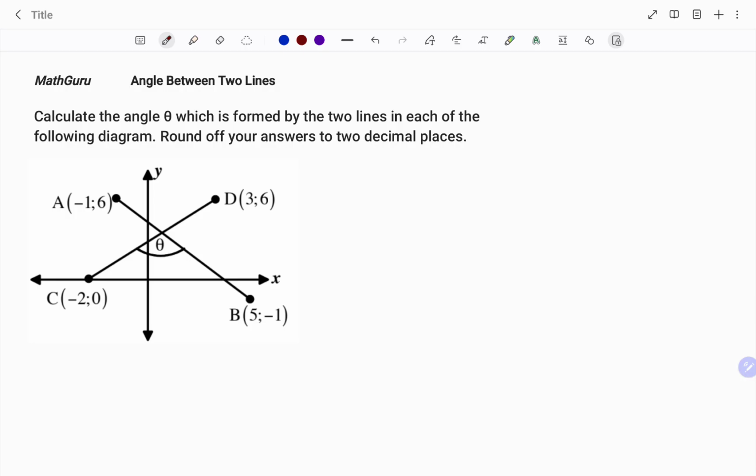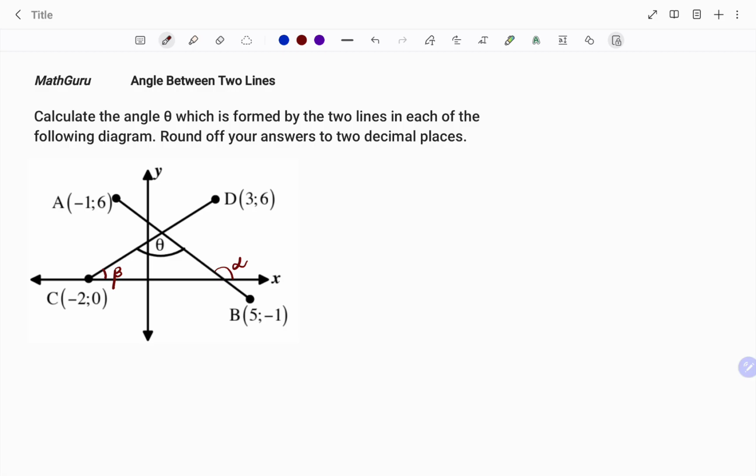We have to calculate the angle theta, which is formed by the two lines in each of the following diagrams. Round off your answers to two decimal places. To start with, I'm going to highlight the angle formed by the line AB. I'm going to call that my alpha. And then the angle formed by the line CD, I'm going to call that my beta. Therefore, I need to find alpha and beta in order to calculate my theta.